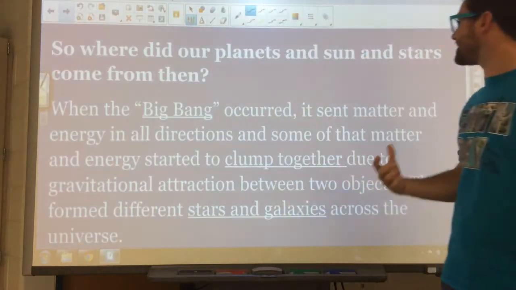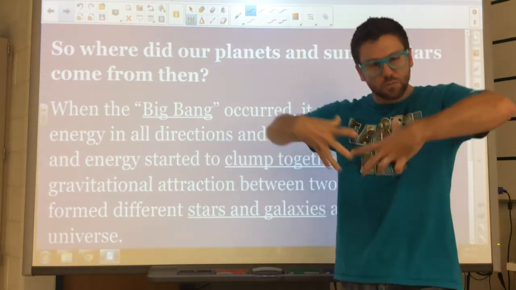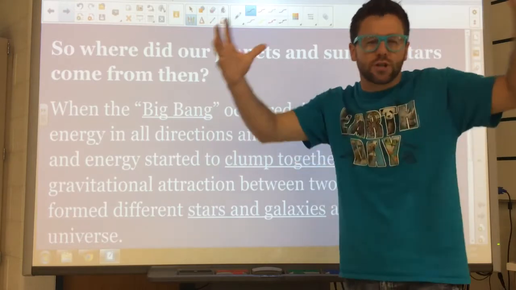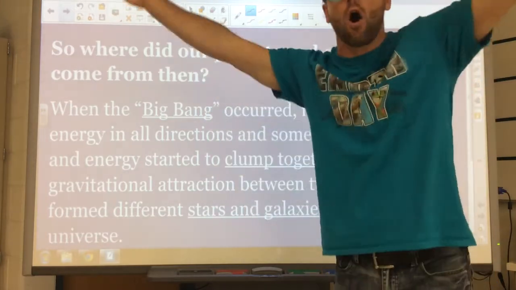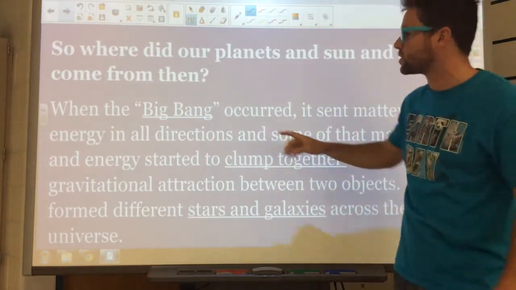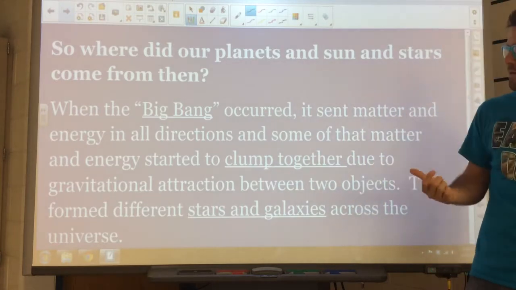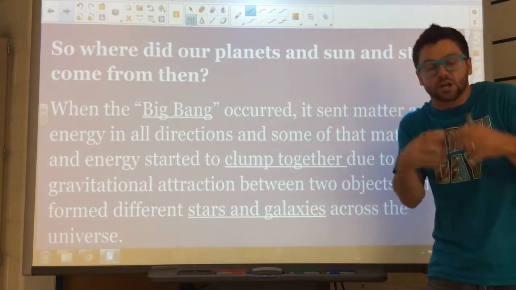So where did our planets and our sun and our stars come from? Right? Because we had this huge Big Bang, and this is where hydrogen and helium gas was thrown all throughout the universe and is continuing being pushed out throughout our universe. When the Big Bang occurred, it sent matter and energy in all directions.